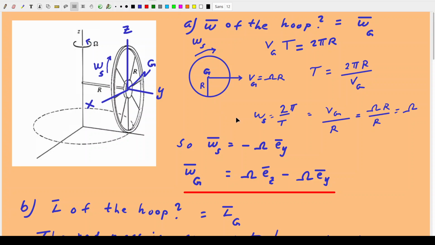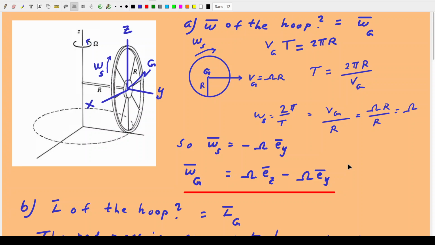But wait a sec. It's not only this omega that the hoop is doing. Because if you think about it, after a while the wheel or the hoop will be over here, for example. And then you realize that there must also be a rotation around the z-axis, right? So there is another omega around the z-axis, and we can realize that that omega is also the capital omega, but around the z-axis.